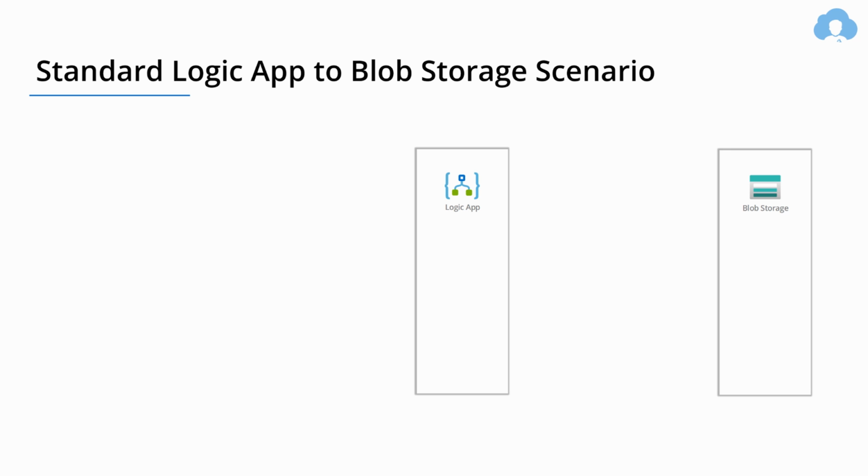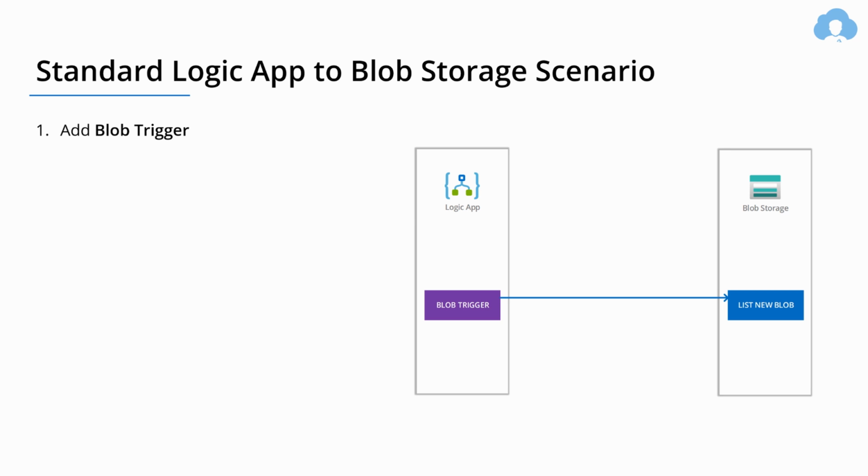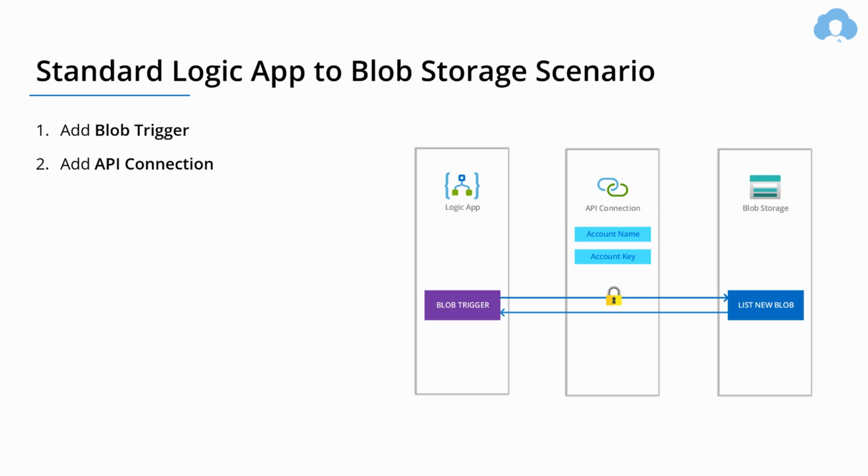First of all, when you're connecting a logic app to a blob, you first create a blob trigger. In the blob trigger, before you can connect and start sourcing your data from the blob storage, what happens underneath the scenes is the creation of a resource called API connection. For the blob storage, this API connection will contain an account name and an account key. And this is the way that your logic app will authenticate and authorize to the blob storage and create all the requests using this connection.